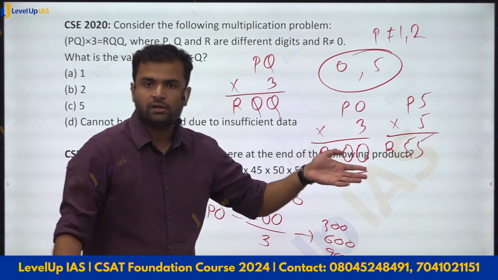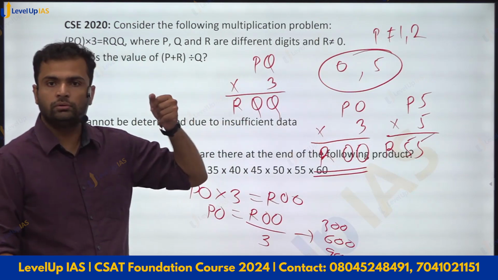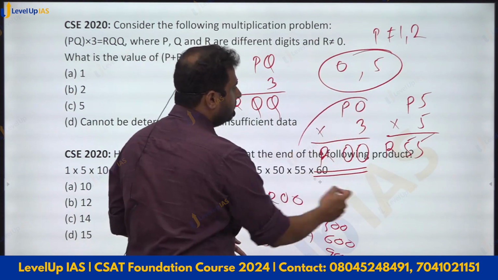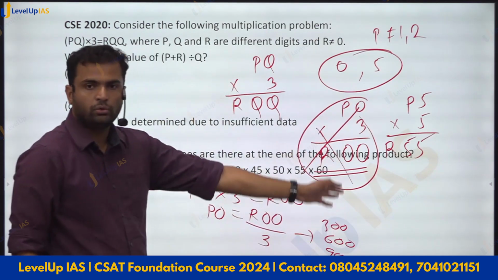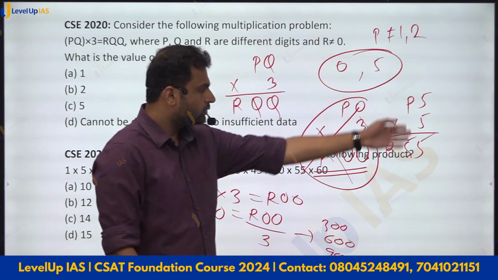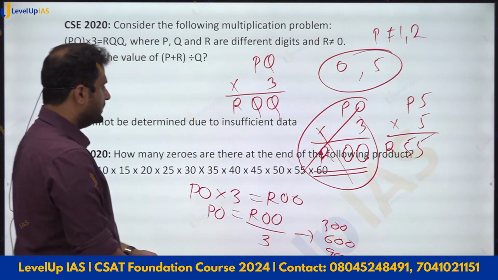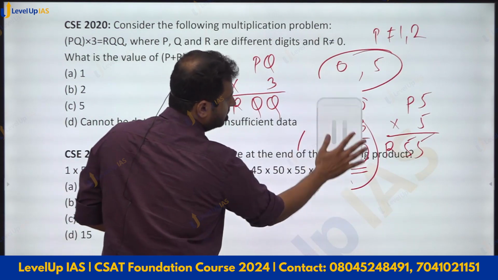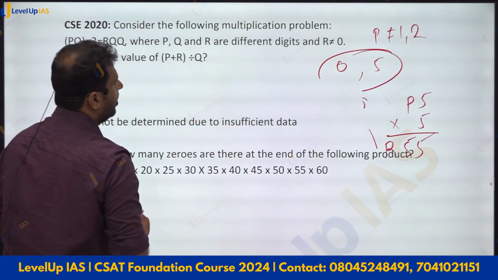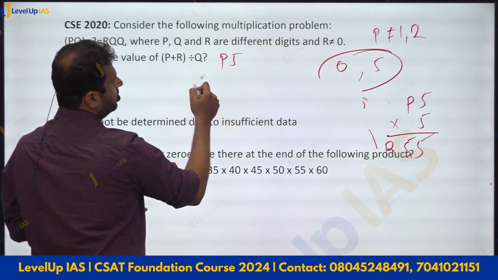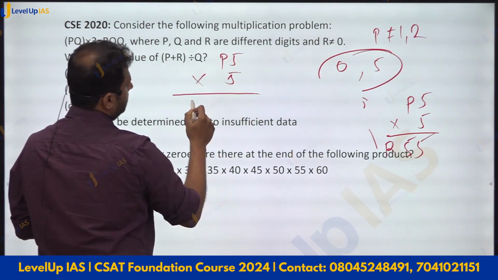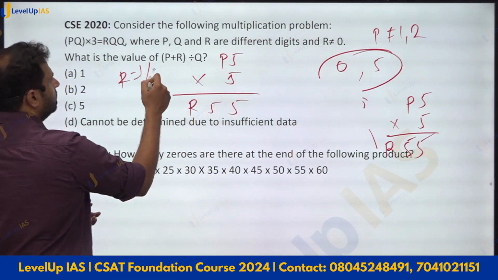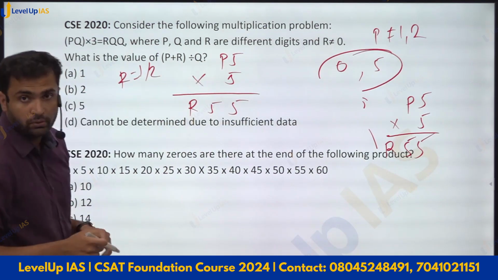R cannot be 3, R has to be 1 or 2, because we are multiplying a 2-digit number by 3. So in this case, we in fact have to reject it, no possible value of R is there. There is only this possibility. Now let us work with that possibility only. We have P5 into 3 is R55. R can be 1 or 2. R is not 0 and P cannot be 1 or 2.